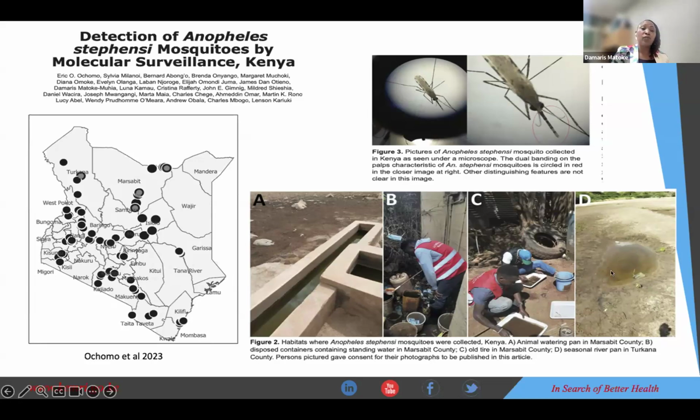As you note, most of these parts of northern Kenya have pastoralists, communities that are nomads. They move around in search of pasture for their animals. They tend to be mobile communities.